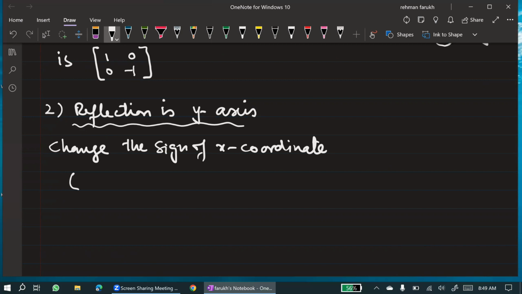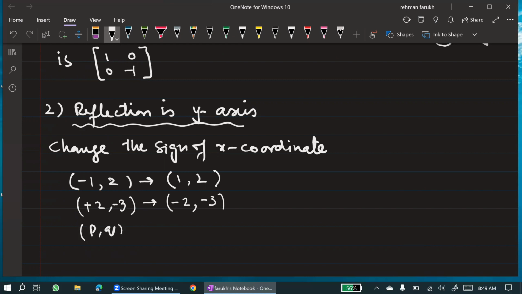If the point is -1 and 2, after reflection in the y-axis, the point is 1 and 2. If the point is positive 2 and minus 3, after reflection in the y-axis, the point is minus 2 and minus 3. If the point is P, Q, after reflection in the y-axis, the point is minus P and Q.